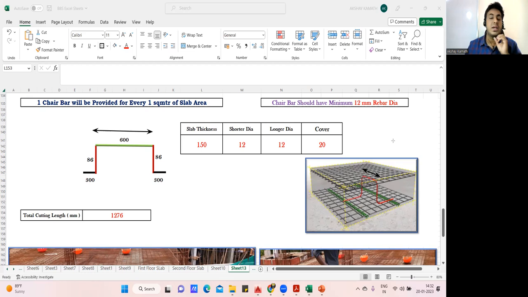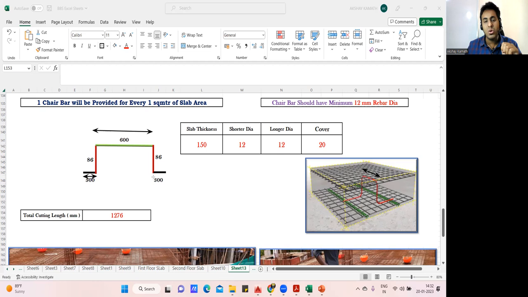Few people keep it as 800 mm also. Few people keep this as 500 mm also. You can follow anything what is followed on your side. But the usual practice what we do is we keep 600 mm, and that is fine. If you want to keep 500, keep 500. If you want to keep it 800, you can do that. No problem.